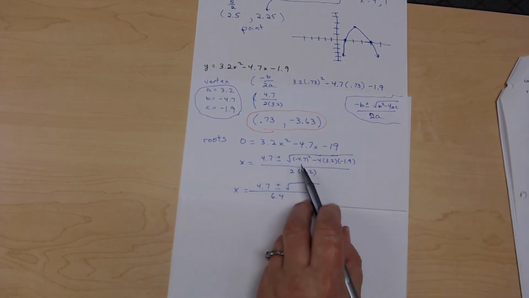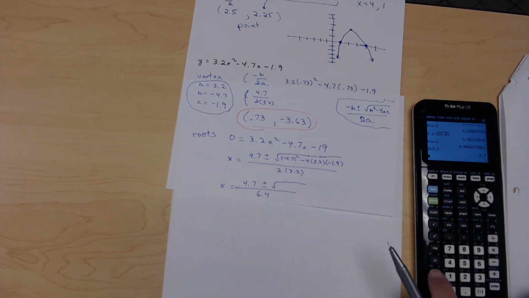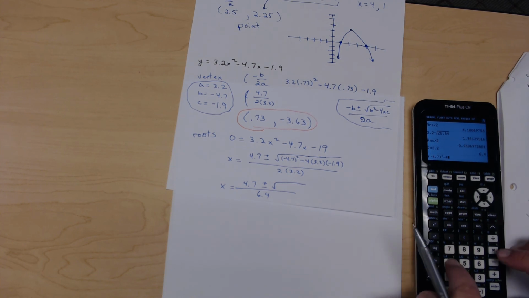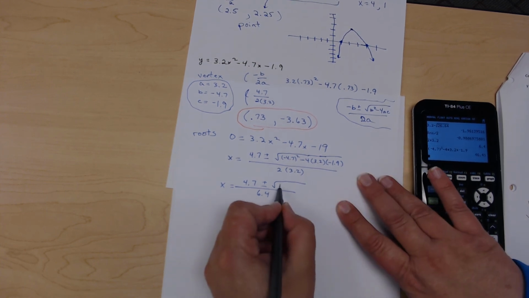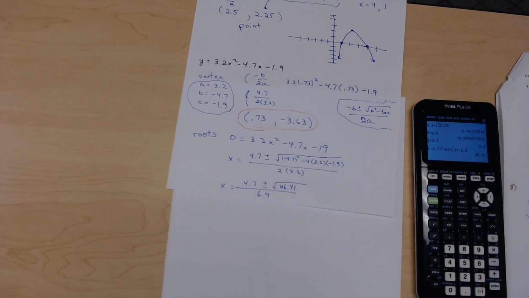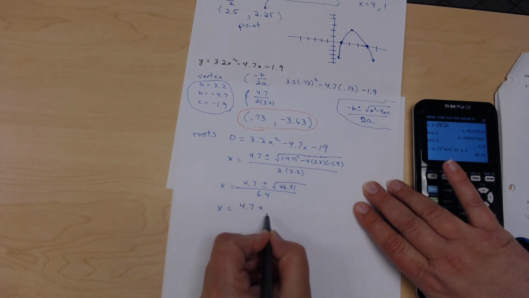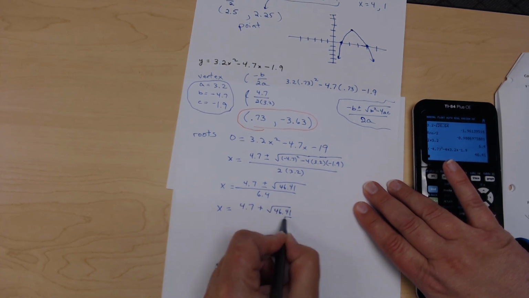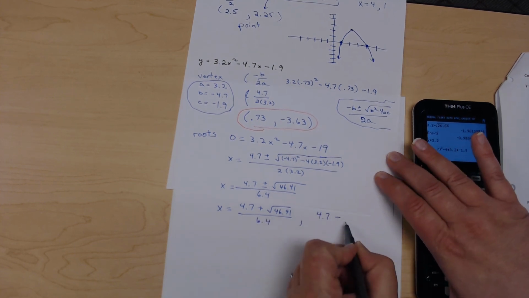Okay, let's type this in. I'll show you. I don't know how well it shows up, but I'm going to do negative 4.7 and square it, and then minus 4 times 3.2 times negative 1.9. So I typed that whole thing in, and I should have got 46.41. We're going to do decimal answers. So now I'm going to do 4.7 plus the square root of 46.41 and divide by 6.4. And then I'm going to do it one more time with minus.